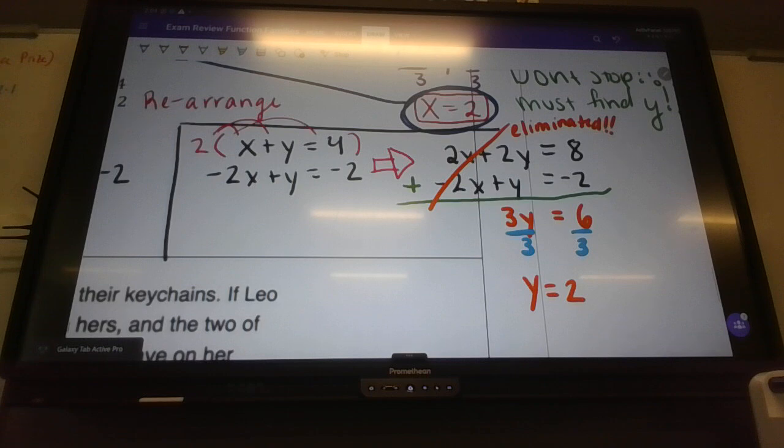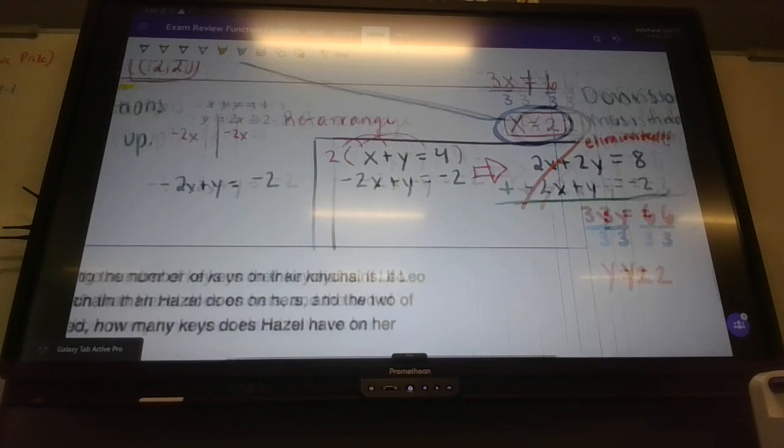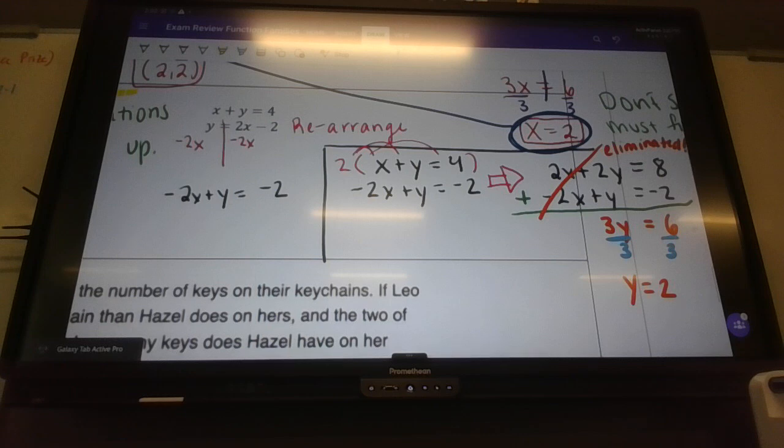I like the substitution method the best, but elimination's nice. This was a challenging elimination because first we had to rearrange, then we had to multiply to make opposites. So some eliminations are a little easier than this one.